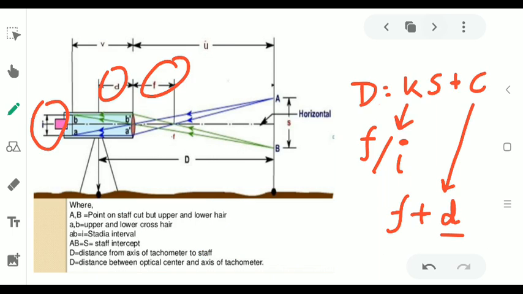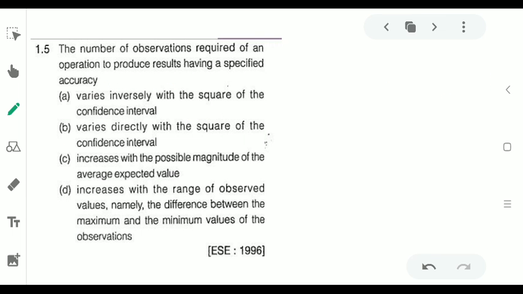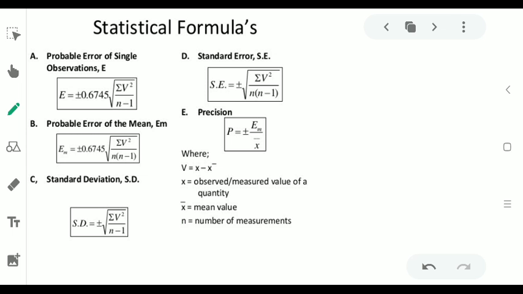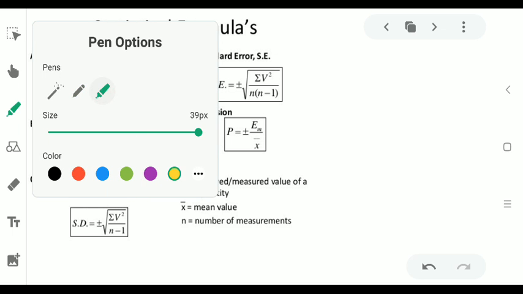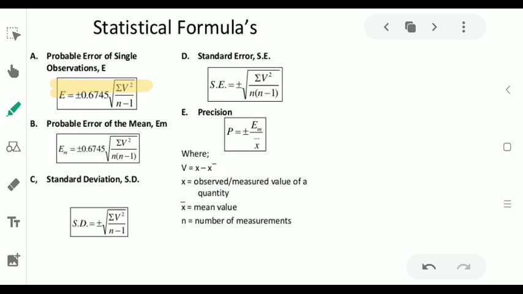Next, question number 5. The number of observations required of an operation to produce results having a specified accuracy. So for this we know a statistical formula, in which we find out the probable error of a single observation. The value is given as E is equal to plus minus 0.6745 under root of summation of V square divided by n minus 1.